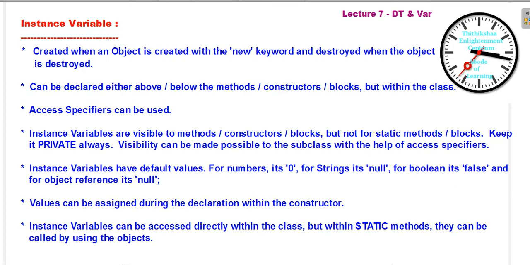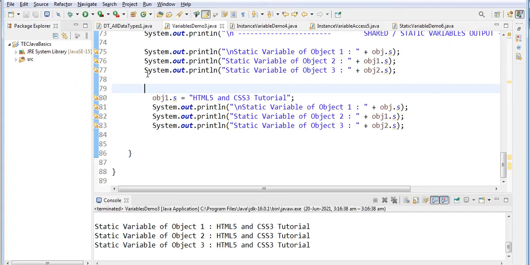Next, instance variables. I told you it's created when an object is created with the new keyword, and it will be destroyed when the object is destroyed. Okay, we will see how it is created when the new keyword is used and how it is destroyed.